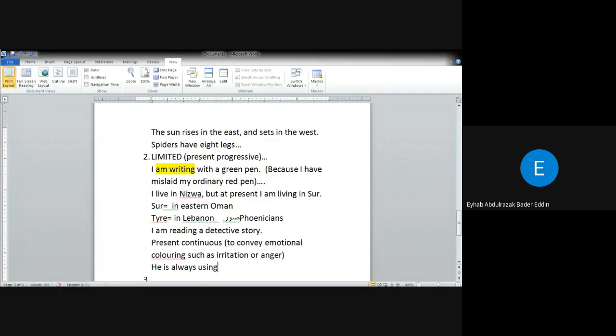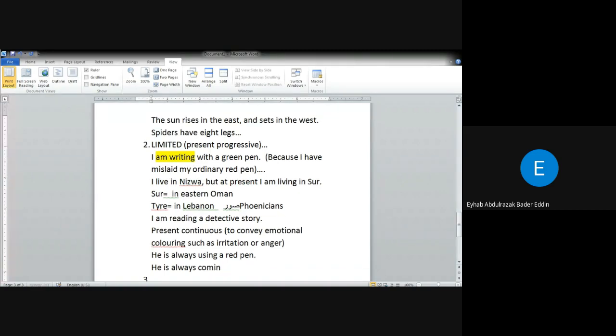So we use here present continuous. For example, he's always using a red pen. He's always coming late. Okay, especially when it is accompanied by an adverb of frequency.